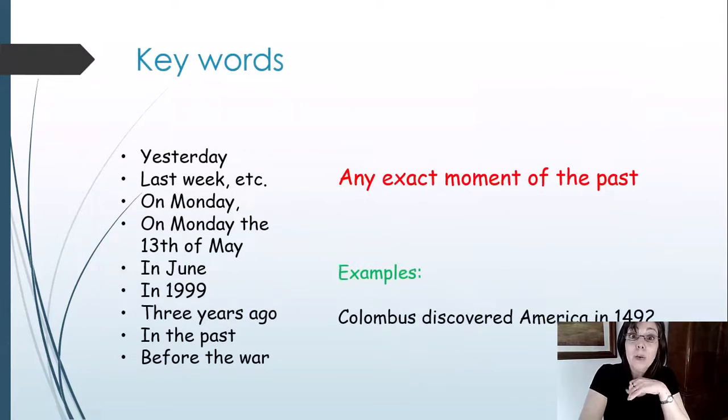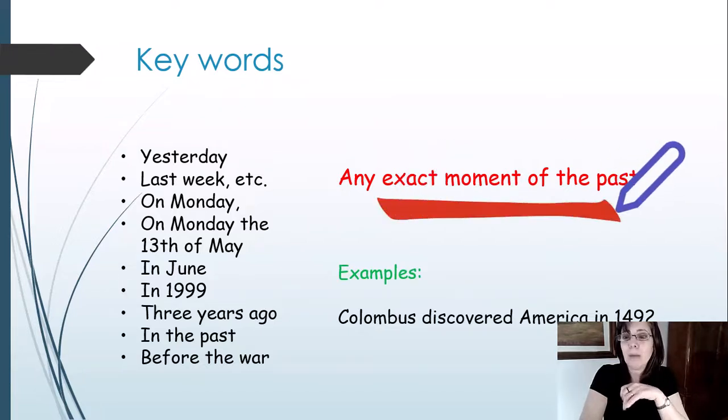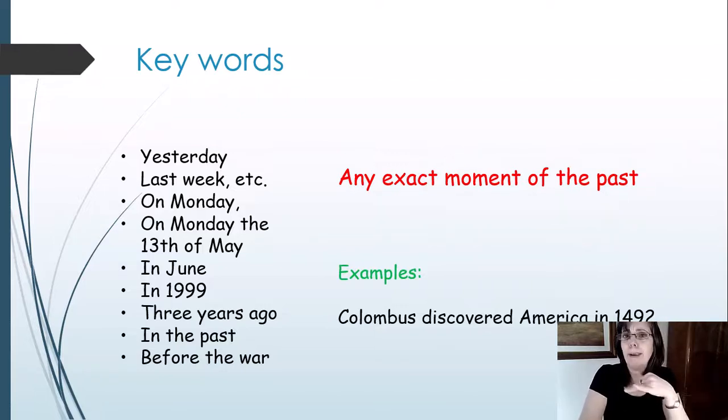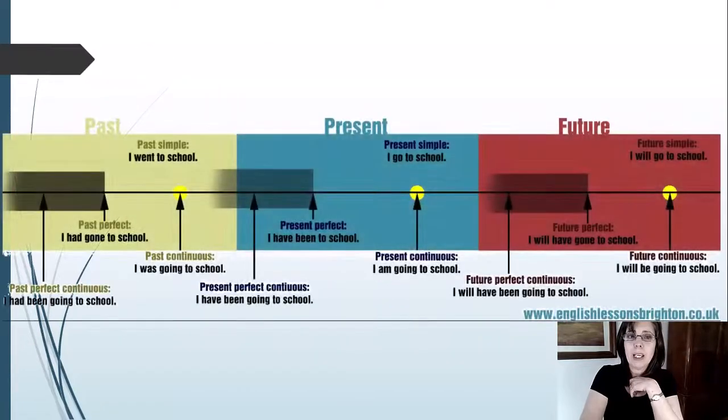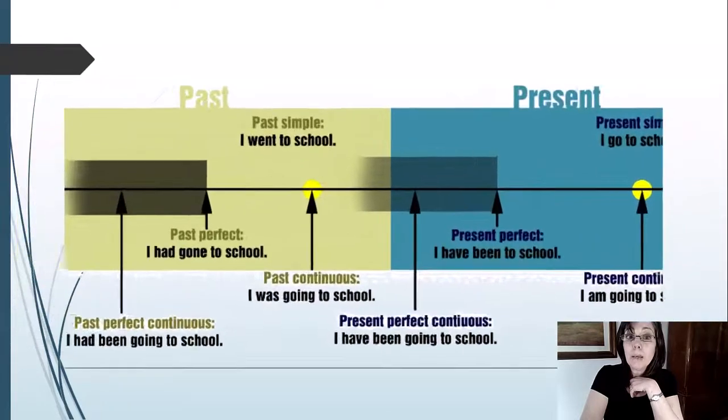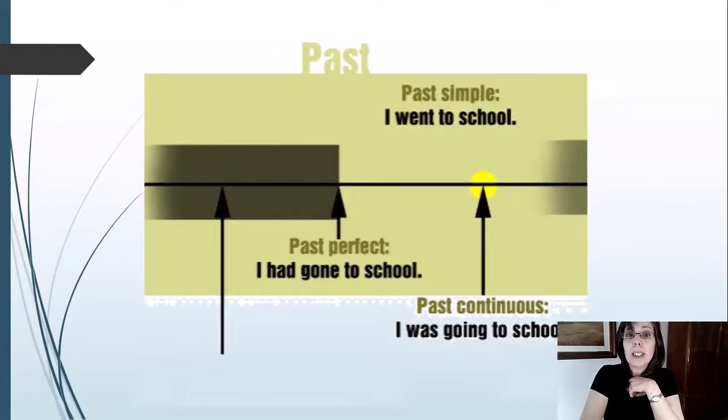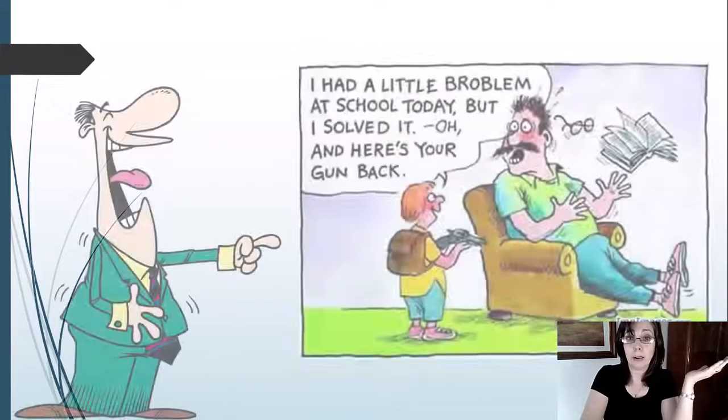All right, keywords. Any word that mentions a moment of the past. Any exact moment of yesterday, last week, on Monday, on June the 23rd, or whatever I wrote there. So, if we look at the timeline, simple past refers to any moment of the past. This one or any other.